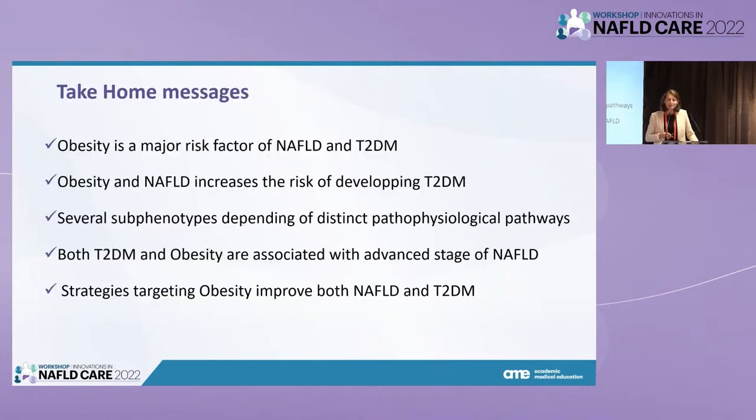So here are my take-home messages. Obesity is a major risk factor for NAFLD and type 2 diabetes. Obesity and NAFLD also increase the risk of developing type 2 diabetes, but not exclusively. And this leads to several subphenotypes depending on distinct pathophysiological pathways that we probably will need to address in the future to improve the clinical care of our patients. And both type 2 diabetes and obesity are associated with advanced stages of NAFLD, but the strategy targeting obesity improves both NAFLD and type 2 diabetes.